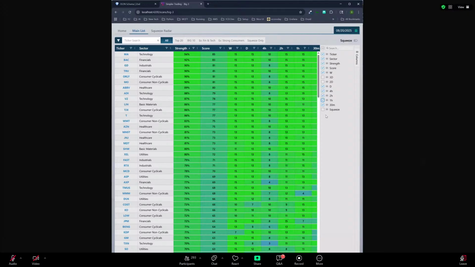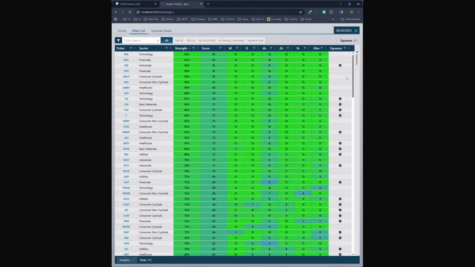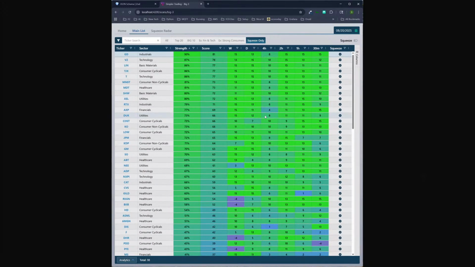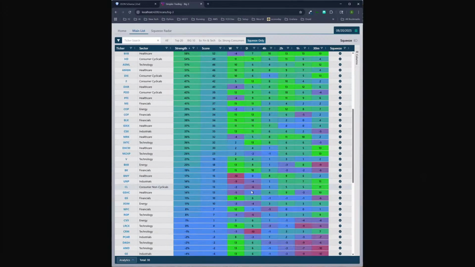Now, we've added this squeeze column that basically shows a check mark if any of these time frames have an active squeeze. It only needs one active squeeze on any time frame to get a check mark. And then this squeeze only filter here just removes all of the tickers that don't have any active squeezes. So with the click of a button, it allows you to hone in on the trades. If you only really trade squeezes, just apply this filter and then you're only seeing the stuff that has squeezes.